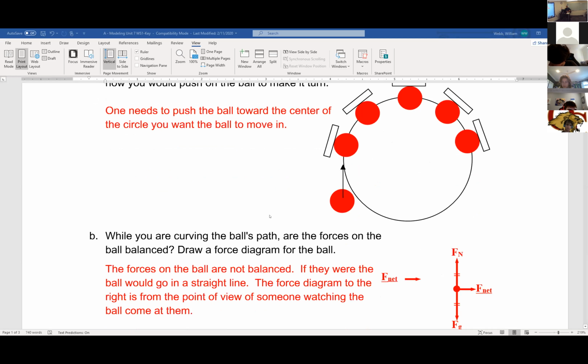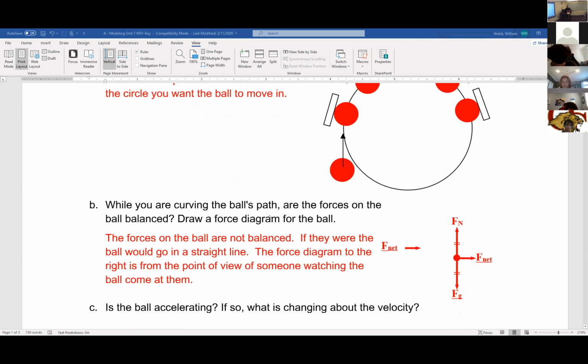While you are curving the ball's path, are the forces on the ball balanced? Draw a free body diagram. It says force diagram, but I always translate that to mean free body diagram. The forces would not be balanced because if it's moving in a circle, there is an acceleration. That's part of uniform circular motion. It has to have an acceleration because the velocity is changing. The velocity is changing in its direction.